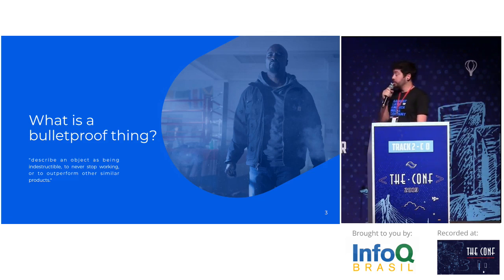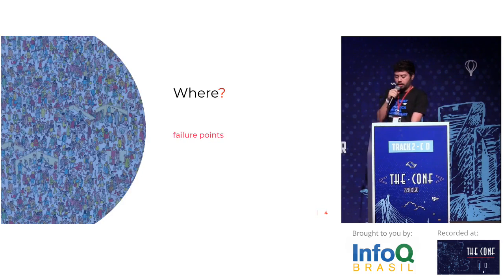I was looking for a good definition, and I found this one. Bulletproof describes an object as being indestructible. It describes an object that never stops working. This can describe an object that performs better than all the other products. So how can we build APIs to be indestructible? How can we build APIs to perform better than other products, and how can we build APIs to never stop working?